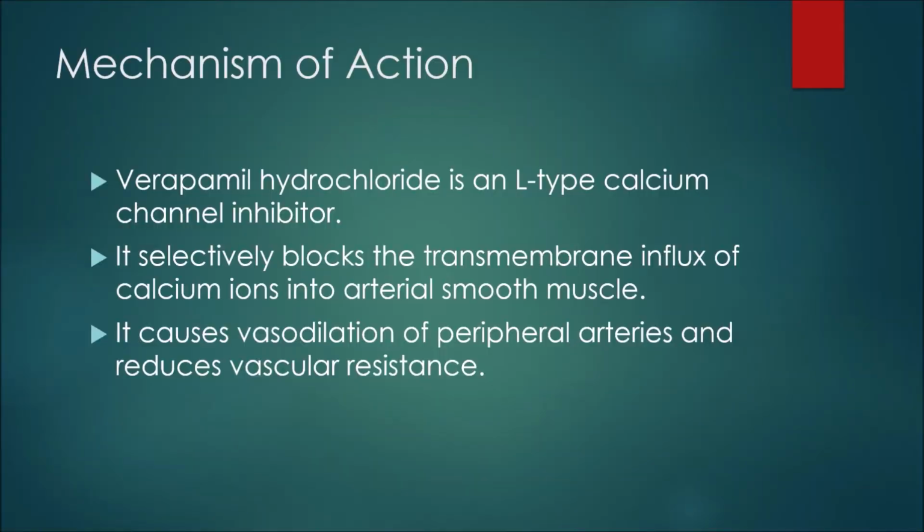So the first thing to discuss here will be the mechanism of action, or how this medication works. So verapamil hydrochloride is an L-type calcium channel inhibitor. It selectively blocks the transmembrane influx of calcium ions into arterial smooth muscle. It causes vasodilation of peripheral arteries and reduces vascular resistance.